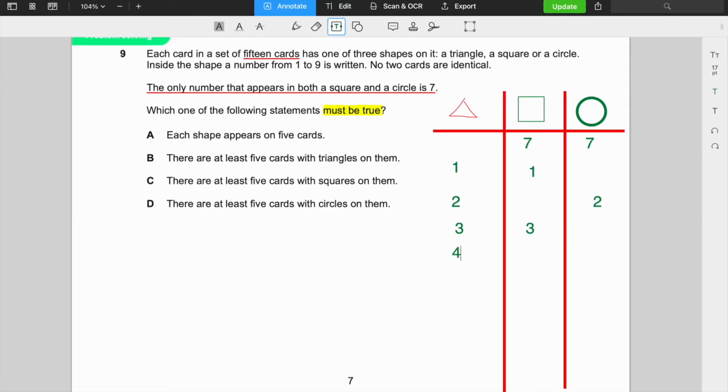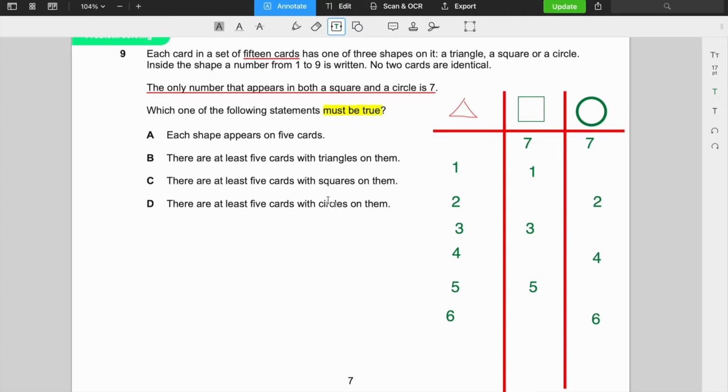What if we had 4 in triangle? Maybe we have 4 in the circle. How many cards do we have so far? We have 2, 4, 6, 8, 10. 10 cards, so we need another 5 cards. What if we had 5 here? We might have 5 here. What if we had 6 here? We might have a 6 here, right? We just can't have any more similarities between square and circle. Okay, how many cards do we have so far? We have 14, right? 1, 2, 3, 4, 5, 6, 7, 8, 9, 10, 11, 12, 13, 14.